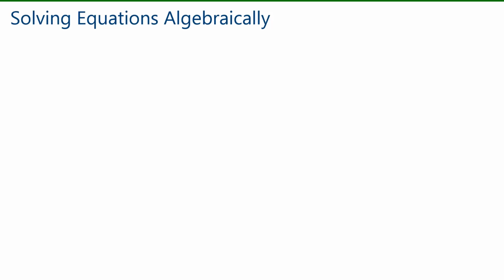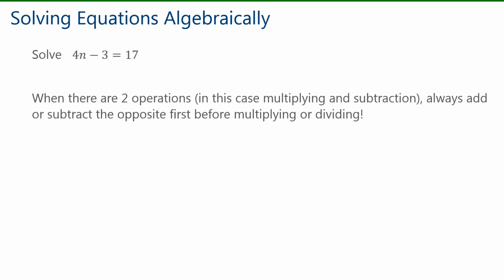The final example we'll look at in this video, a little more complicated. We have a couple of operations going on now. So when there are two operations, in this case multiplying and subtraction, we always add or subtract the opposite first before we multiply or divide. So we want to take care of the subtract 3. And the opposite of subtract 3 is add 3. So we're going to add a 3 to each side to get rid of that negative 3 or to get rid of the subtract 3.